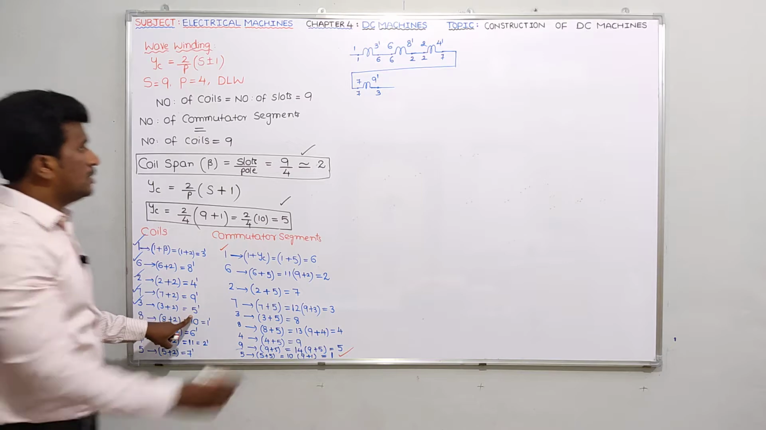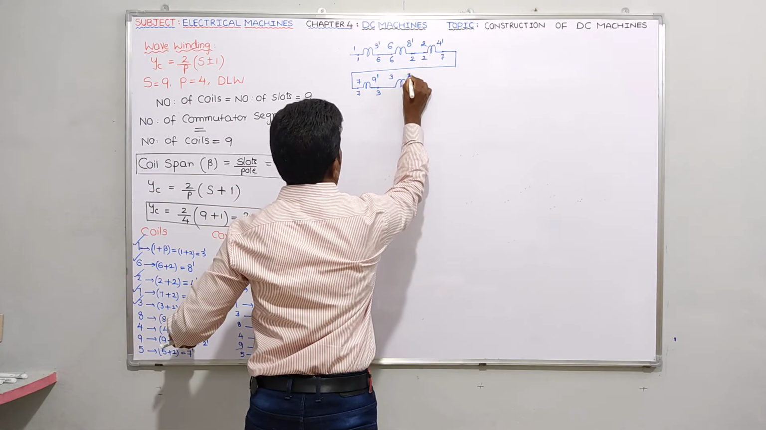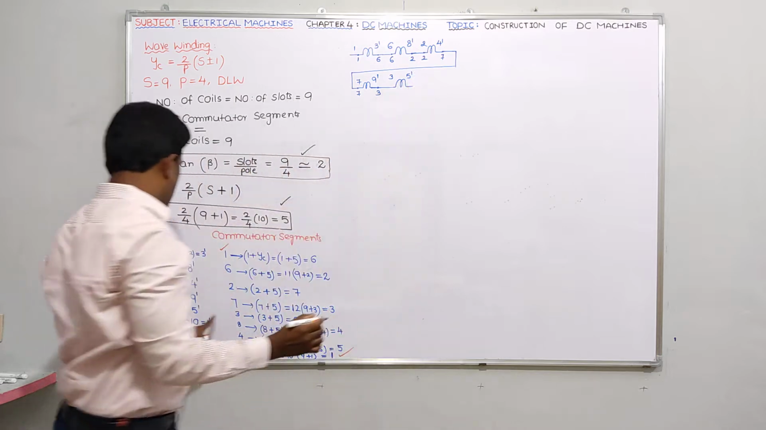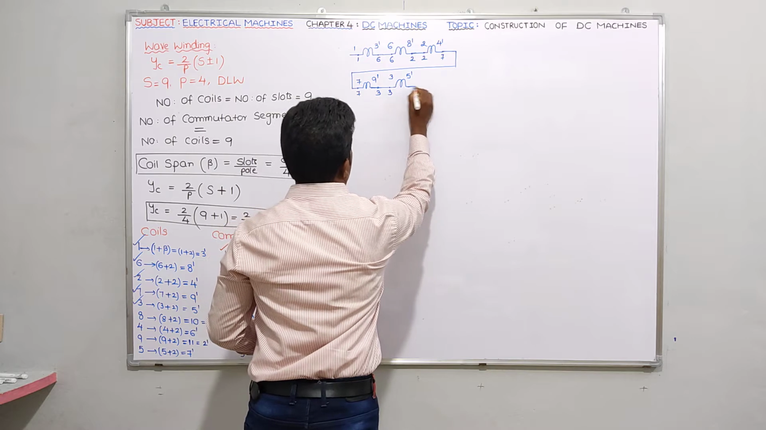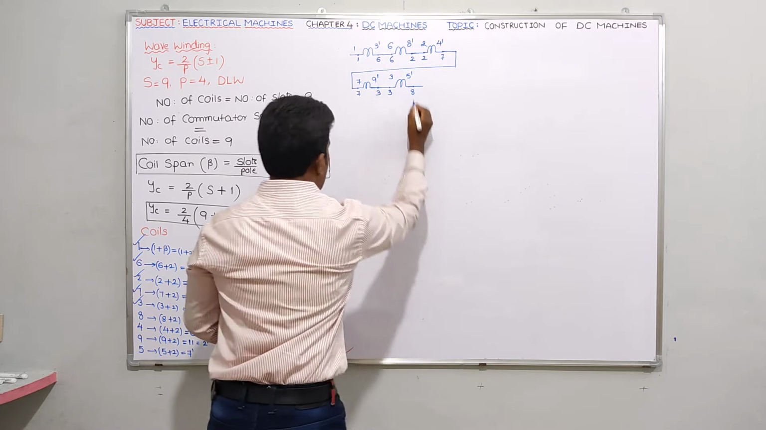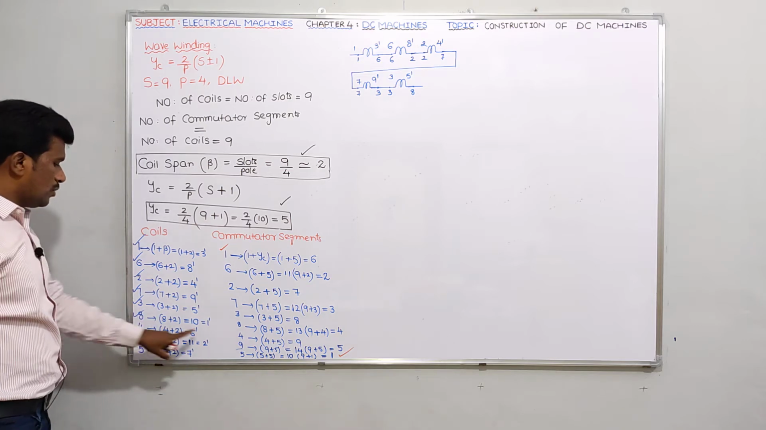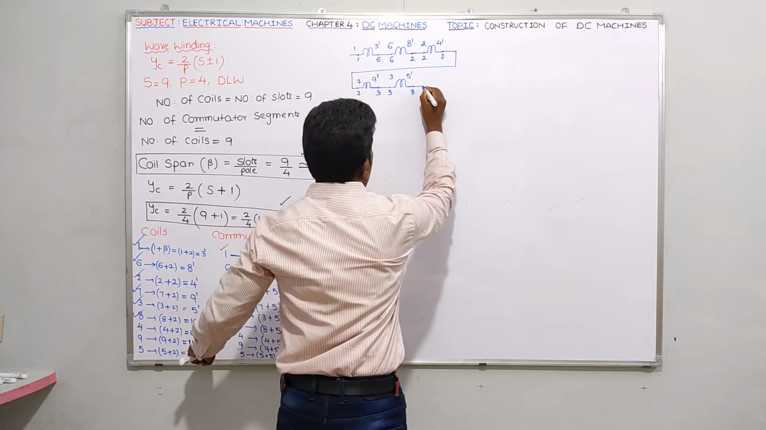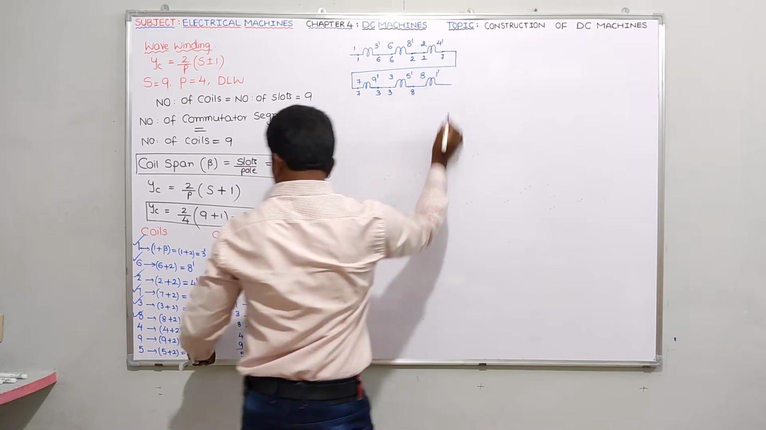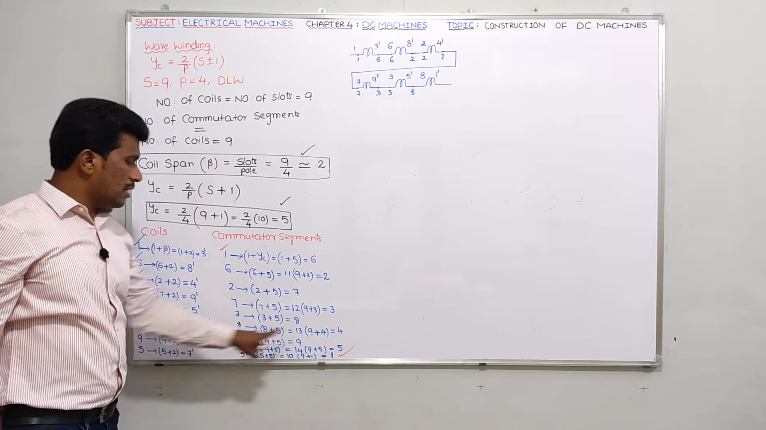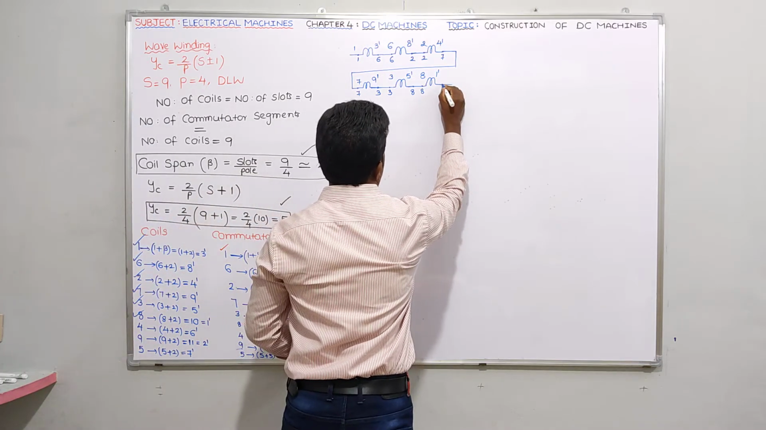So 3 5 dash is the coil which is connected between the third segment and the eighth segment. Now let me show the sixth one, 8 1 dash. 8 1 dash is the coil which is connected between the eighth segment and the fourth segment. Is it clear?